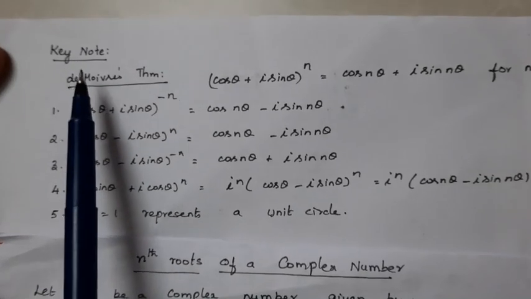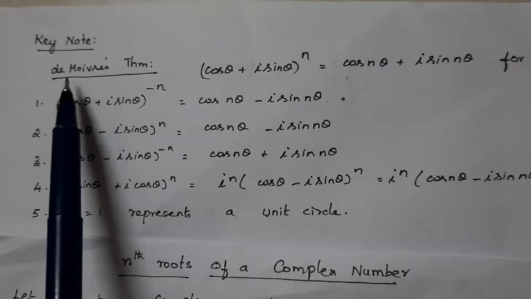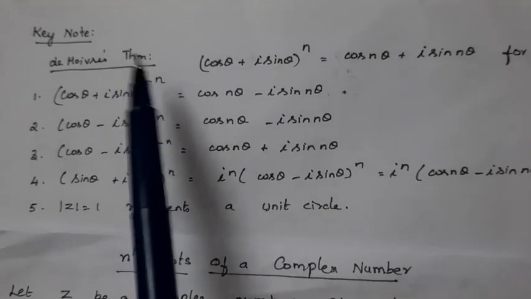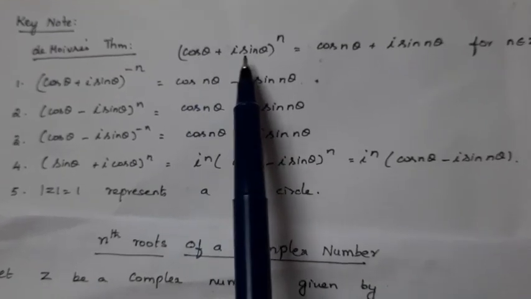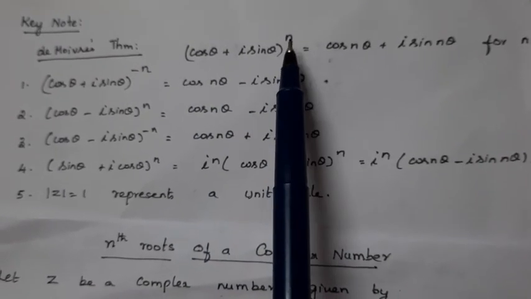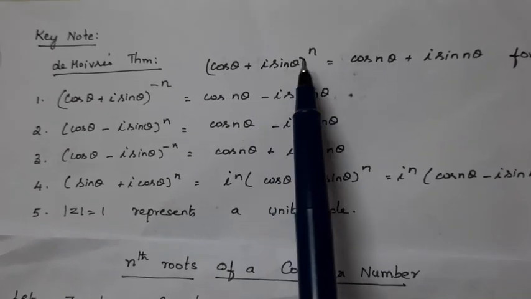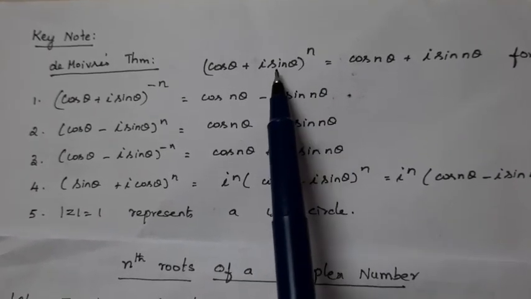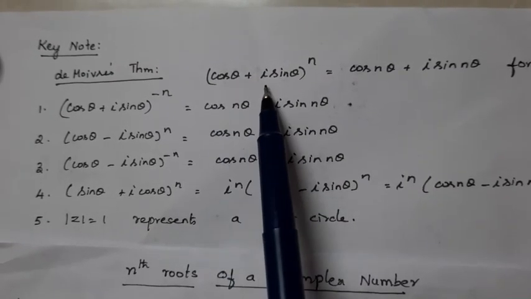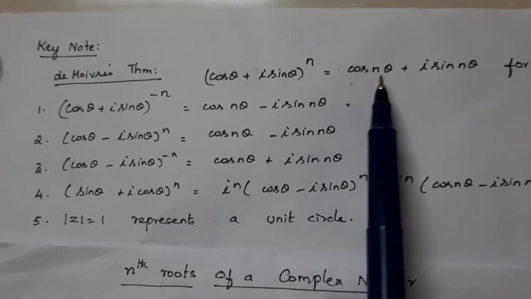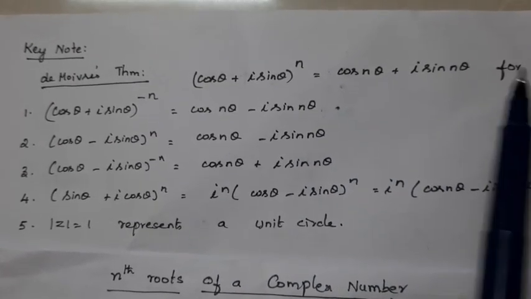Let us start this class with the keynote of the previous video. In the previous video, I have explained De Moivre's theorem. What is this De Moivre's theorem? It states that when you want to take power n of a complex number where n is a positive integer, if the complex number is in the polar form, then it is obtained by multiplying that power to the argument. That is (cos theta + i sin theta)^n = cos n theta + i sin n theta for integer n.